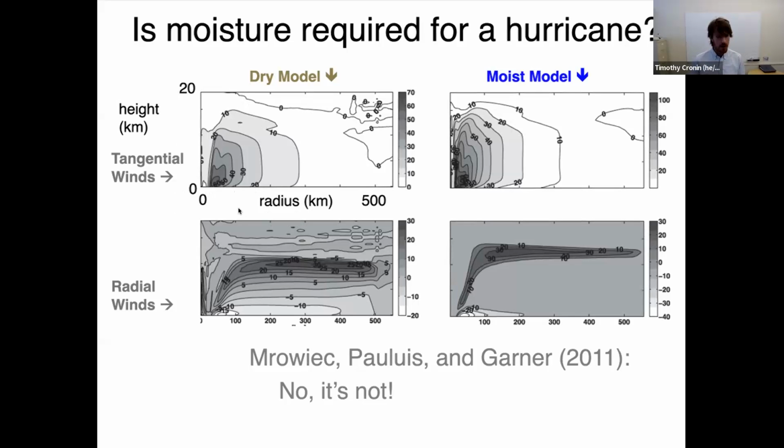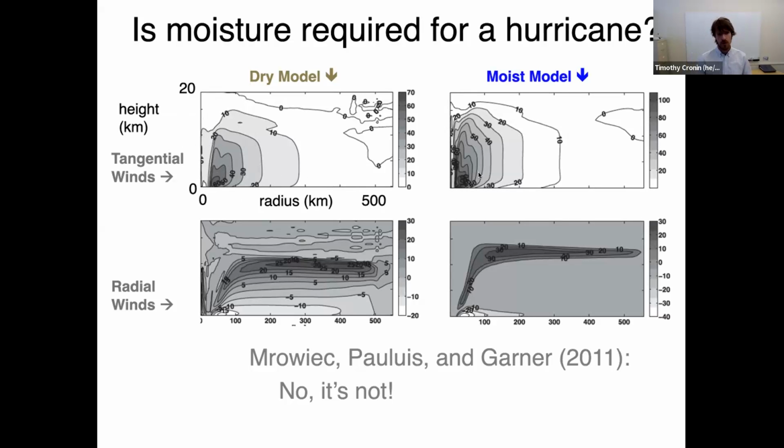So I'm showing a figure here from work by Aga Moroyets and co-authors Olivier Paul-Louis and Steve Garner from a paper about a dozen years ago, where a dry storm on the left is compared to a moist storm, sort of normal storm on the right. So what's shown in the top panels is a radius-height cross-section of the swirling or tangential winds of the storm, which are strongest near the surface. They decay as you go upwards and as you go outwards away from the eye wall.